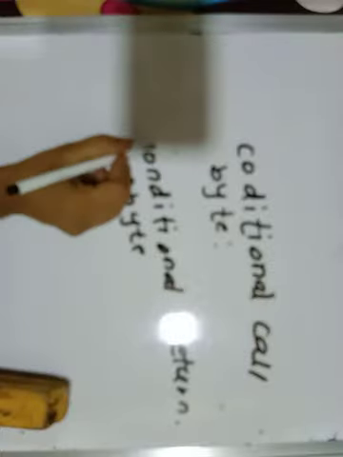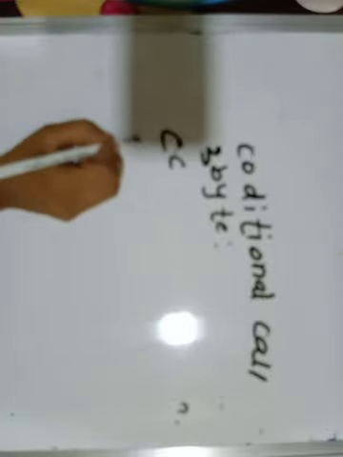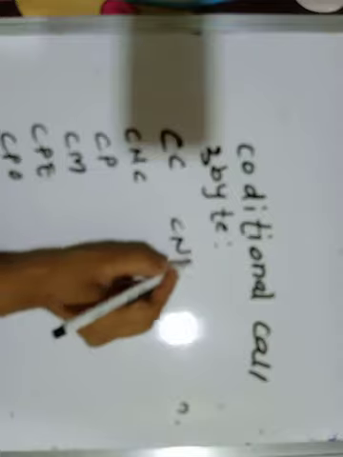Now we are going to see the conditional call and conditional return. The conditional call is a 3-byte instruction. In the conditional call, they check a certain condition and the subroutine is called only when the condition is true. Just as we saw conditional jumps like JC and JP, in the conditional call also we have CC, CNC, CP, CM, CPE, CPO, CZ and CNZ. These are the conditional calls.